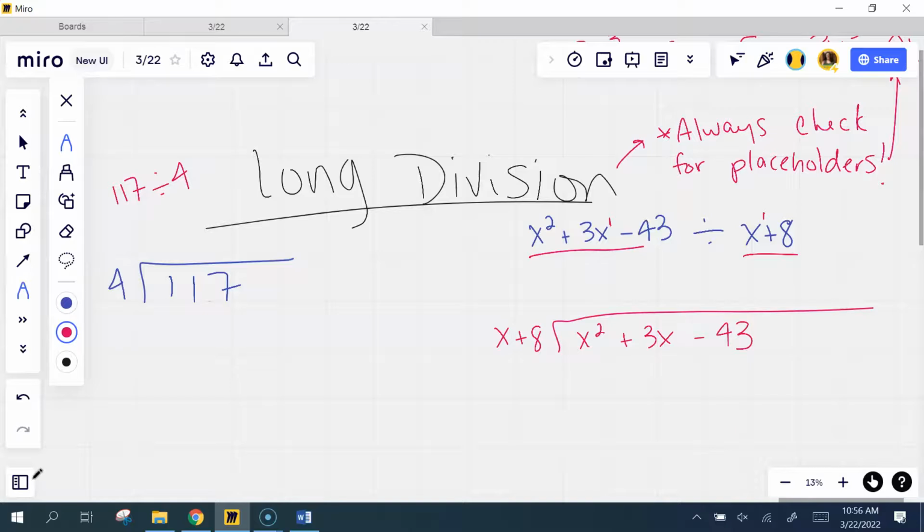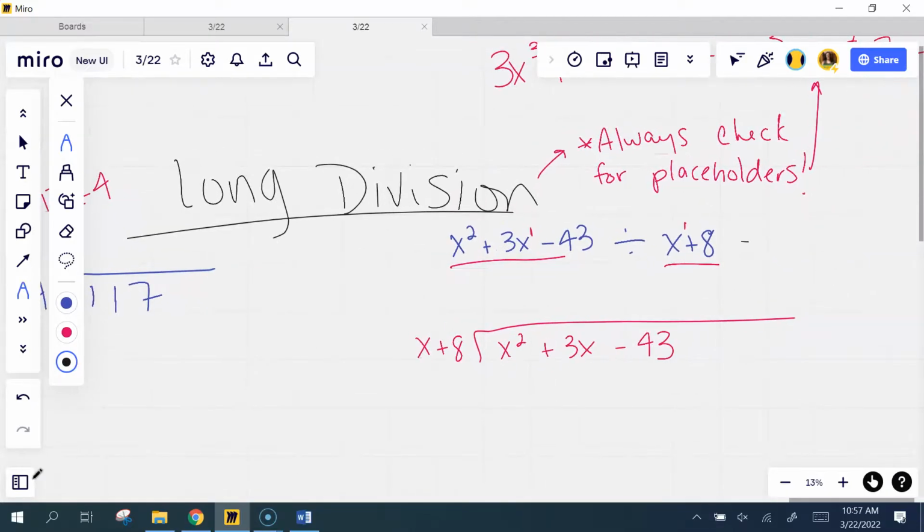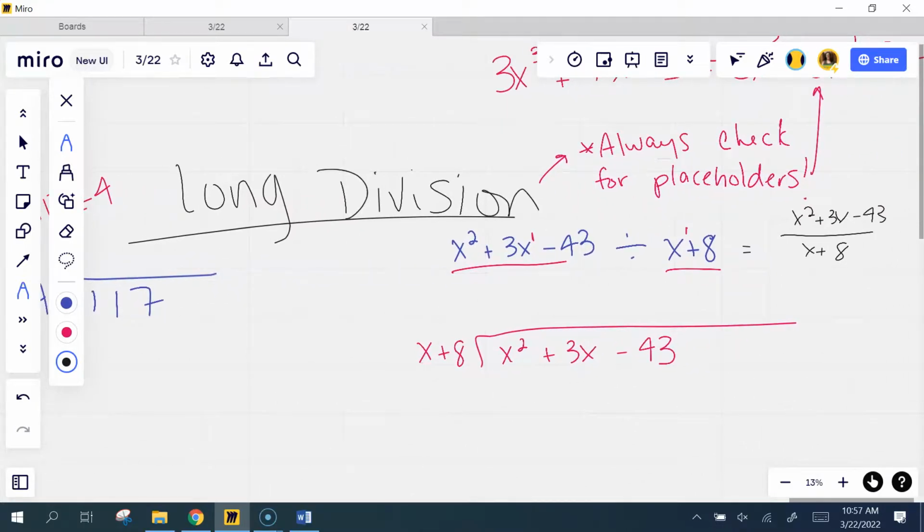Everybody with me? All right. Look at my example over to the left. I'm going to try to use colors here to color coordinate. It may be written as a fraction. This could also be written as x squared plus 3x minus 43 over x plus 8. Any of those three forms could be given to you, and you have to be able to get it in that division sign.